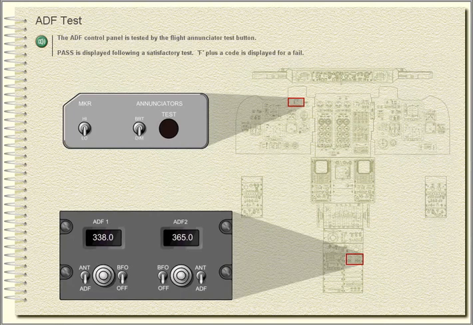ADF test. The ADF control panel is tested by the Flight Annunciator Test button. Pass is displayed following a satisfactory test. F plus a code is displayed for a fail.